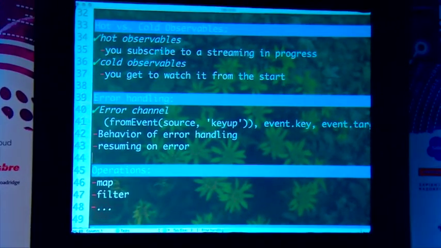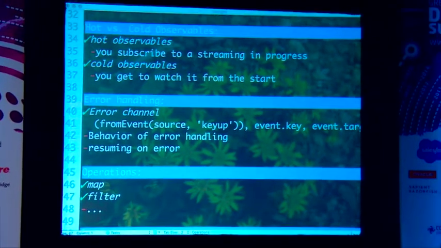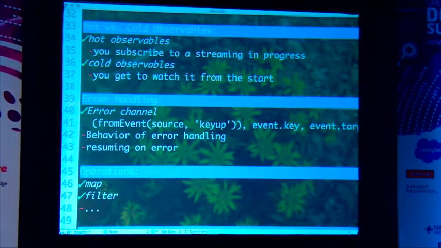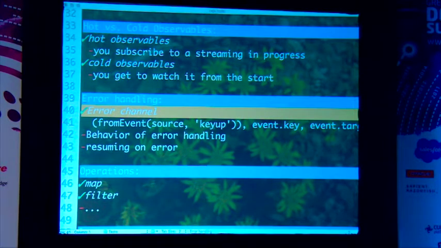We already saw the map and filter operations. We are ahead of this. So we saw how we can do these beautiful transformations. So that brings us to the point, how do we deal with errors?